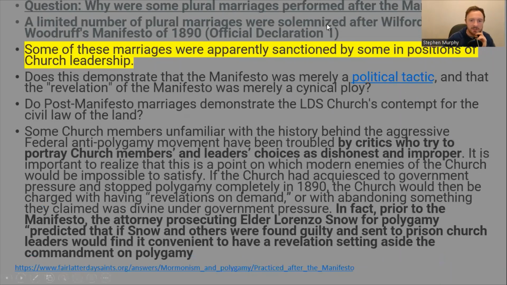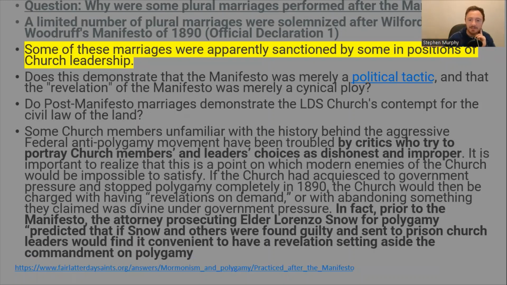So here's the question. Why were there some marriages performed after the Manifesto? This is what FAIR Latter-day Saints have to say. They acknowledge that there was a number that were performed after the Manifesto, and that some of these marriages were apparently sanctioned by some positions of church leadership. I think they definitely were, and definitely some leaders also performed plural marriages and had additional wives during that period.